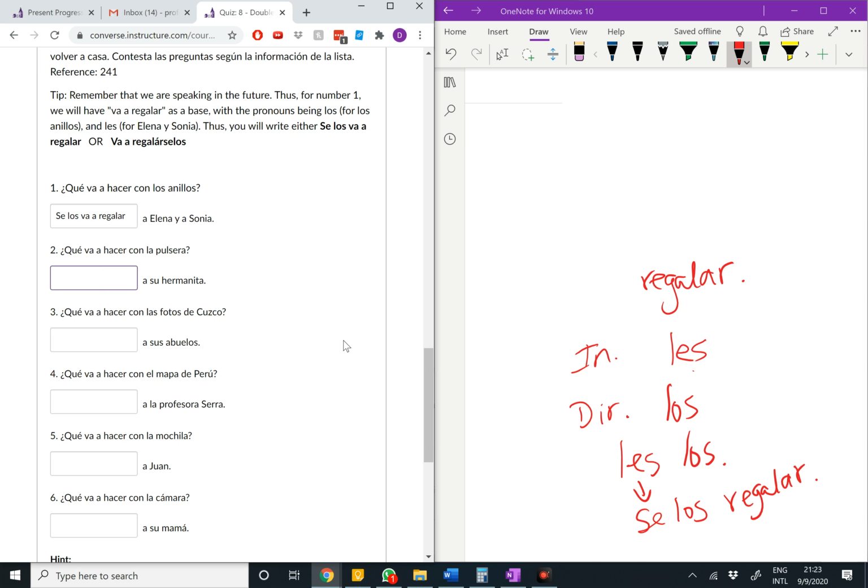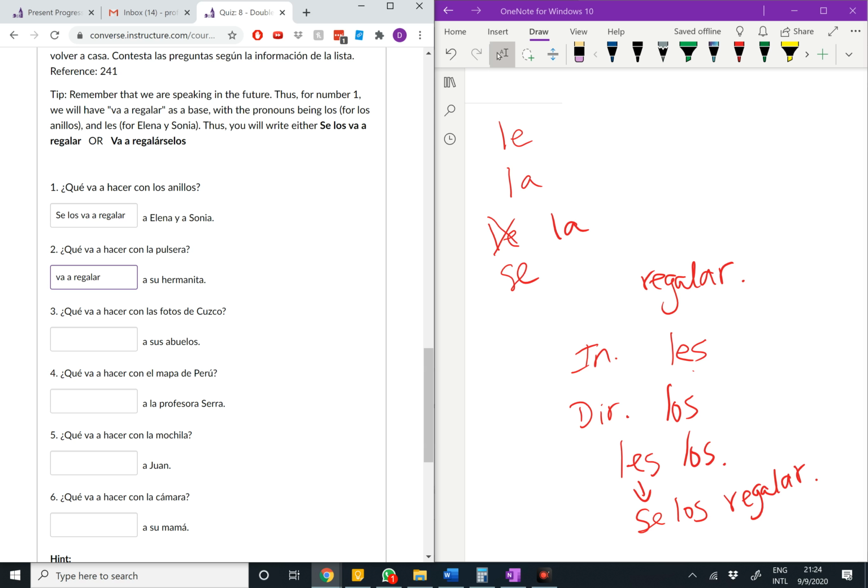Let's try number 2. ¿Qué va a hacer con la pulsera? A su hermanita, to whom, that's the indirect object, which is going to be le. La pulsera is la, so we know it's going to be le, la. This is going to change to a se. We have our base. We have to put our base down. Va a regalar. And we can put the se, la va a regalar right up front. She's going to give it to her, a su hermanita.